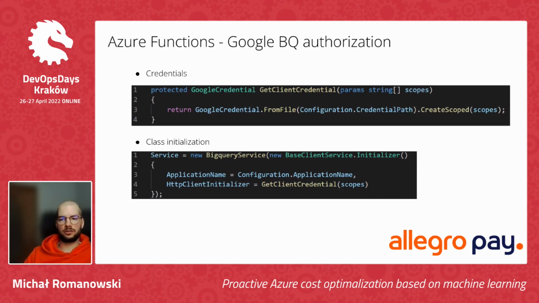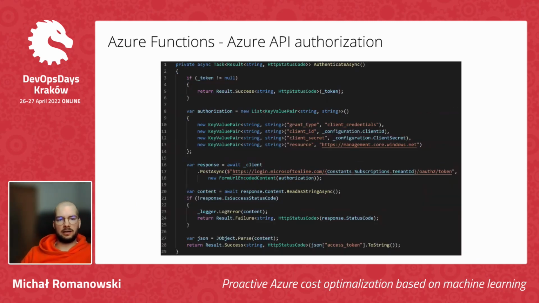And then we are constructing the BigQuery service that is using this Google credential class that we constructed in the top picture. And then we are authorizing against the Azure API. And here we are using a simple REST request. On lines 11 and 12, you've got client ID and client secret variables being loaded from the environment variables. So that's how we make this as secure as we can.